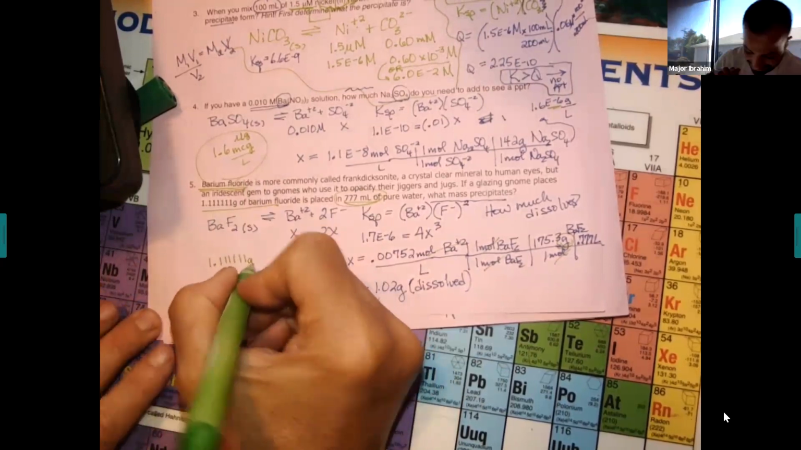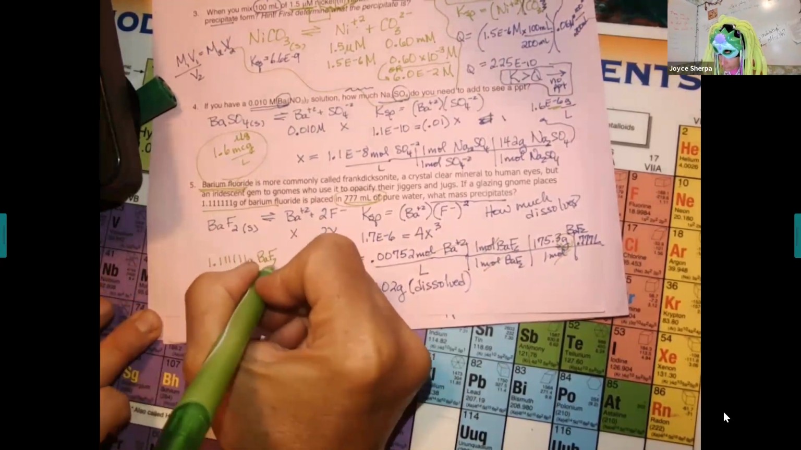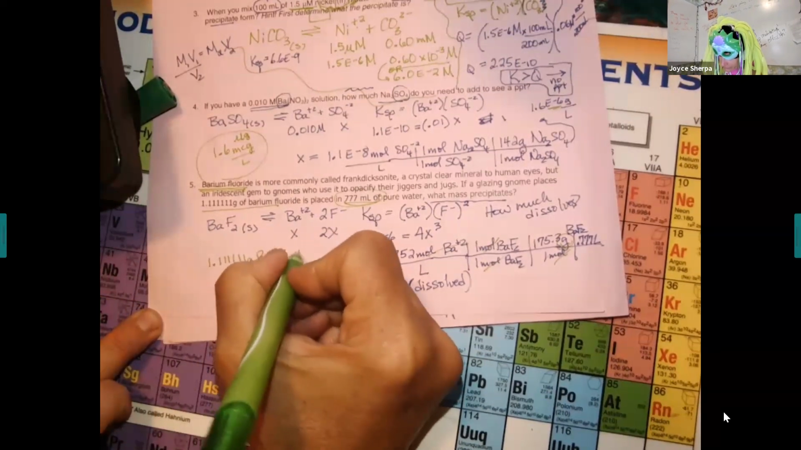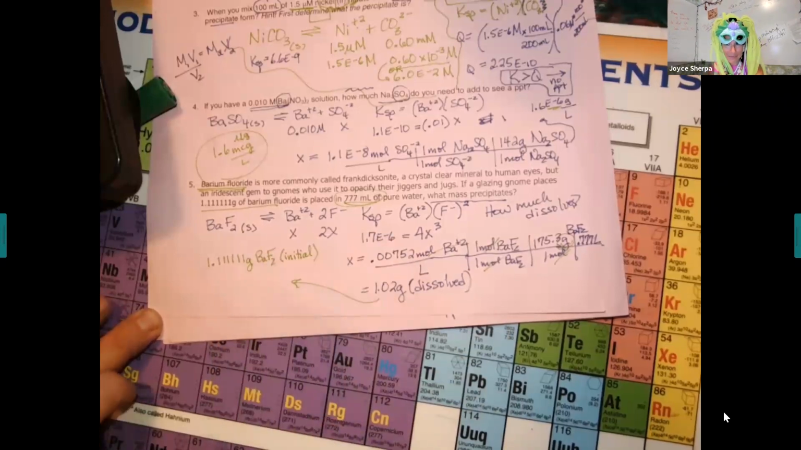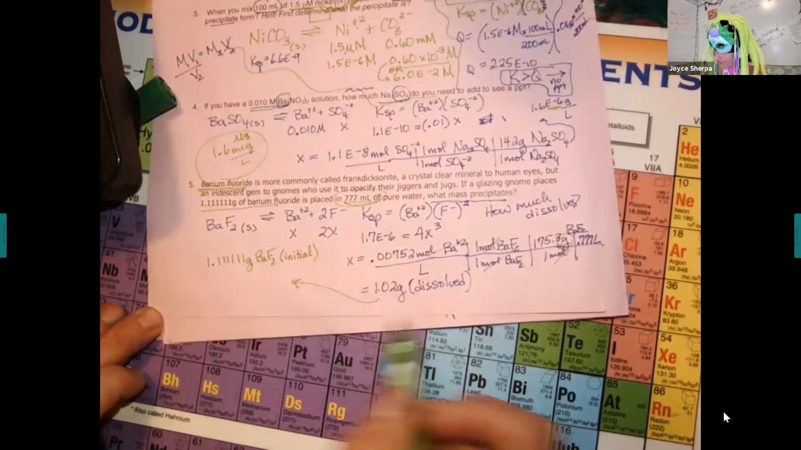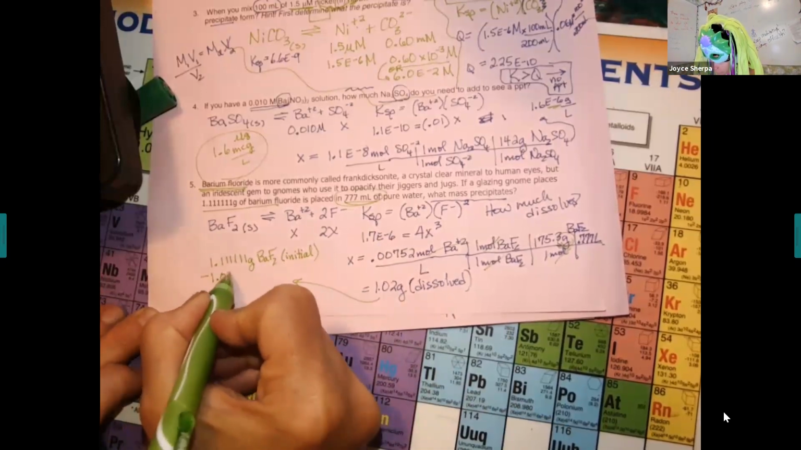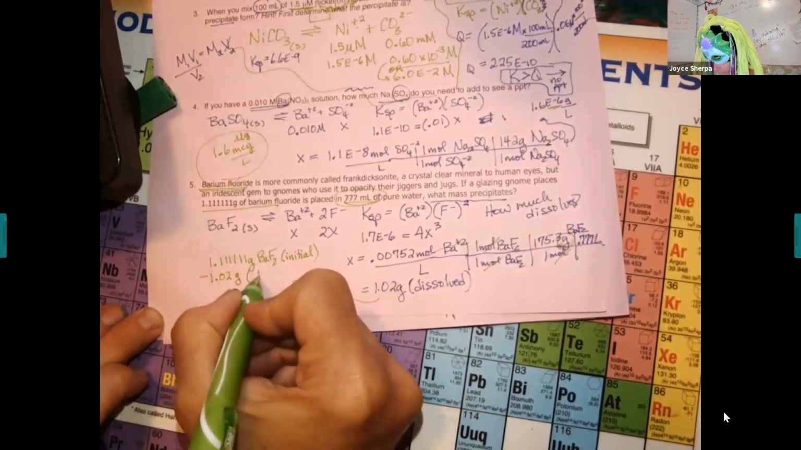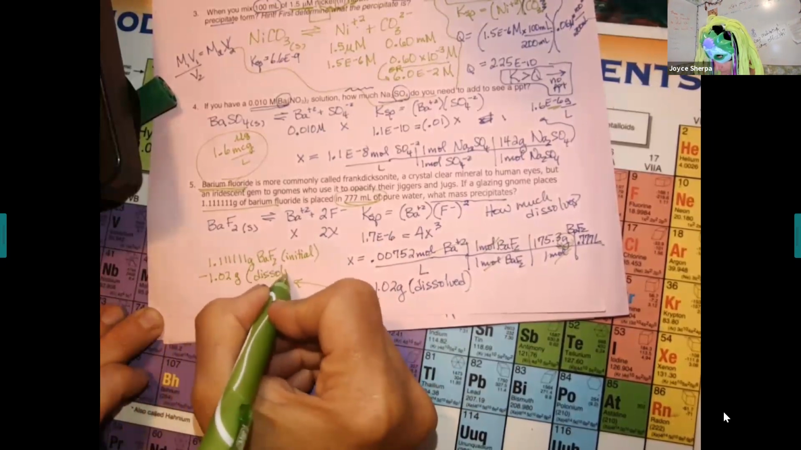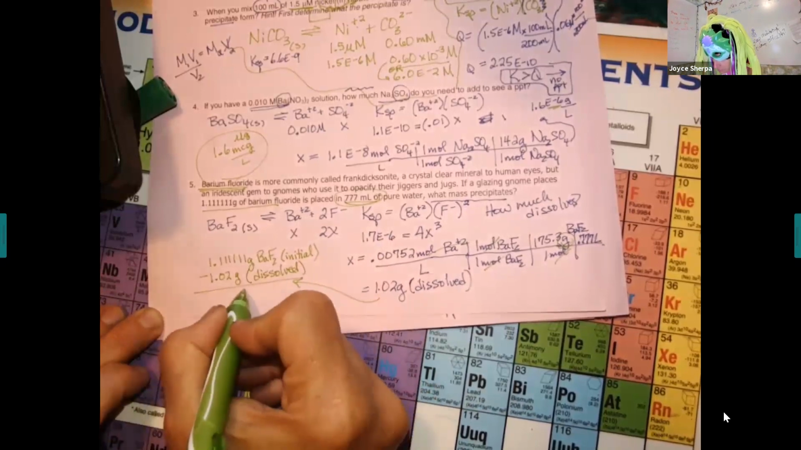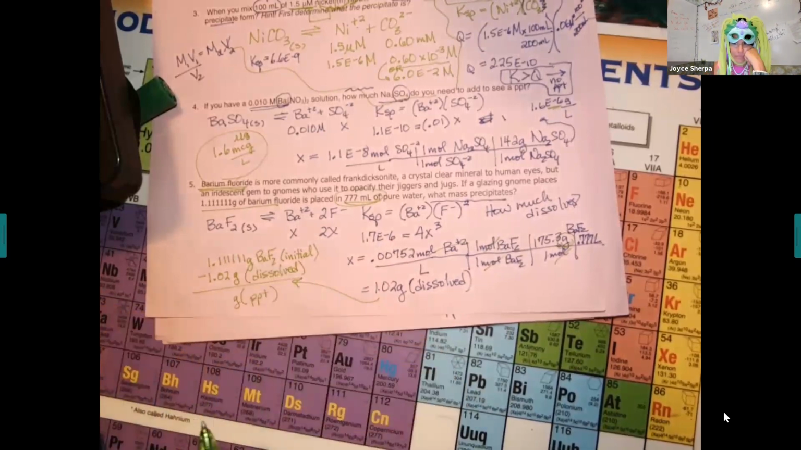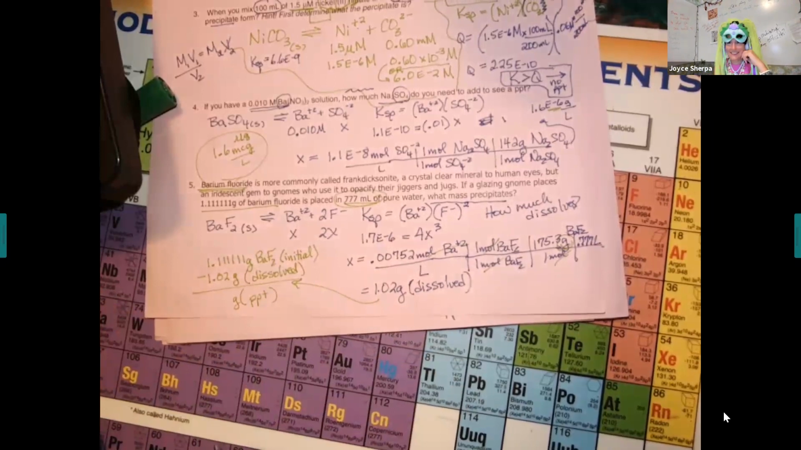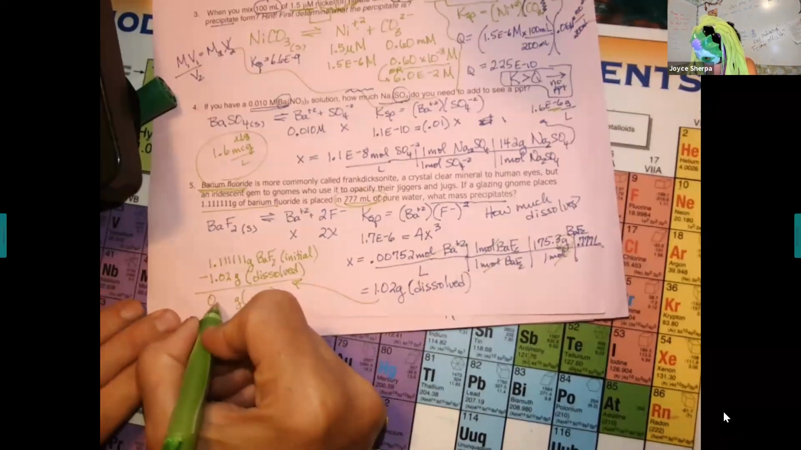This is grams of barium fluoride, initial or total or added. So you want to label it. You've got to label it to get full credit. We're going to subtract the 1.02 grams that dissolved. And whatever you're left with is your precipitate. You can just say PPT. Just a quick comment, we'll get a small number, but it's not too small. So 0.091.